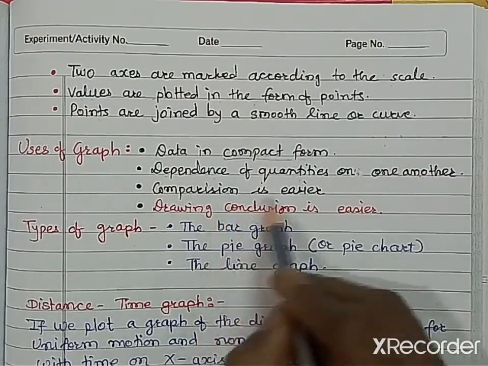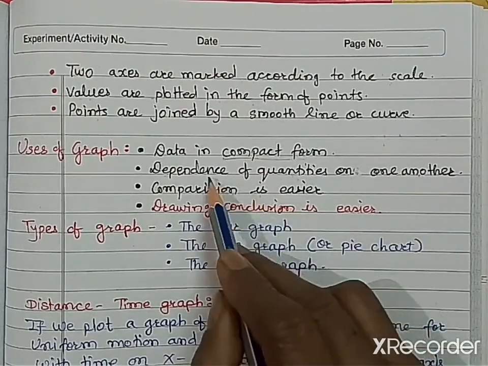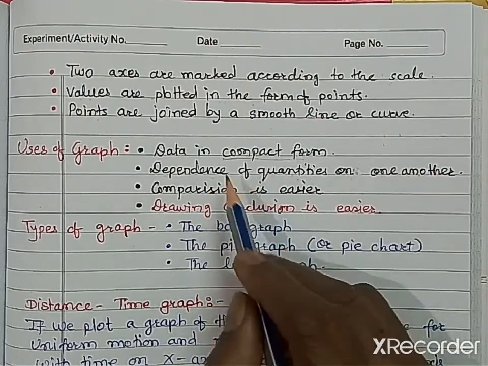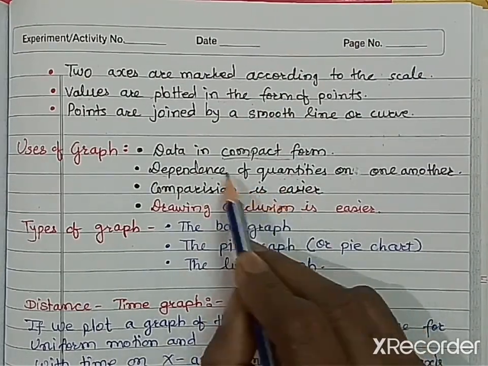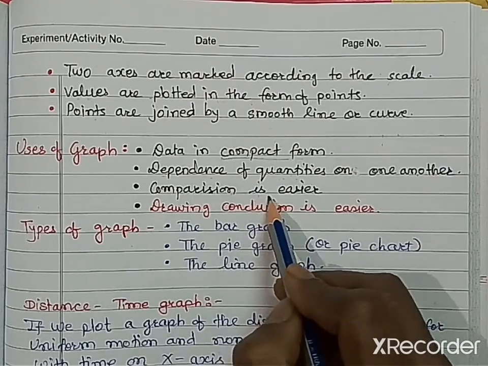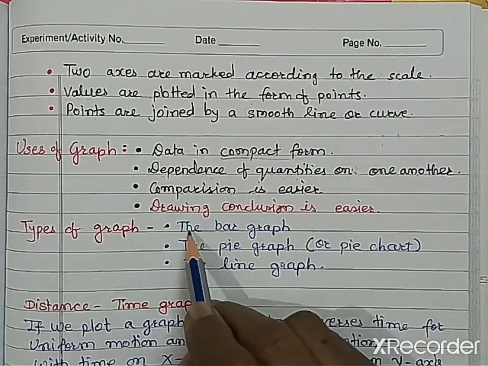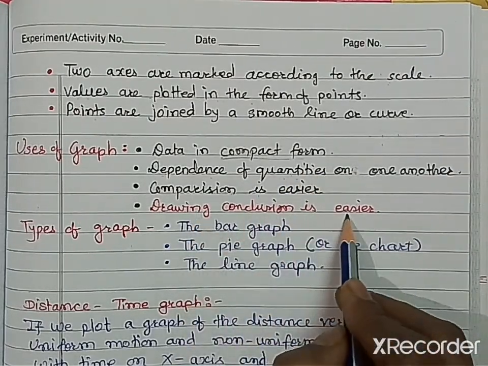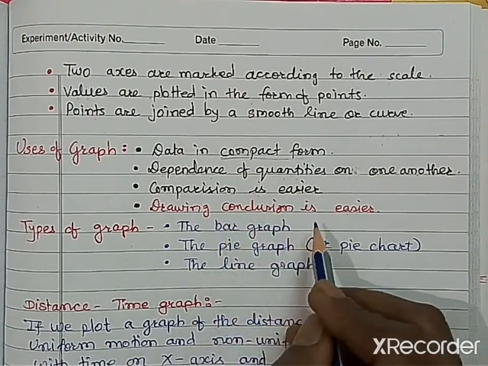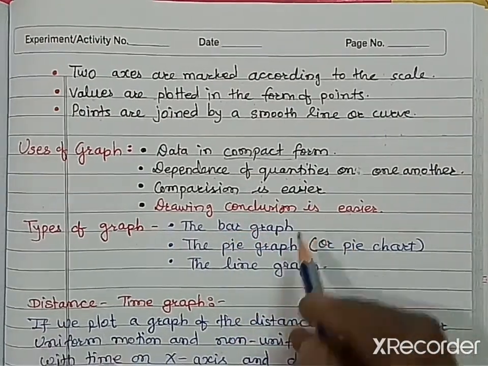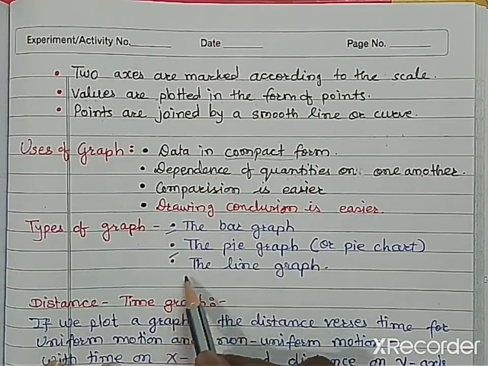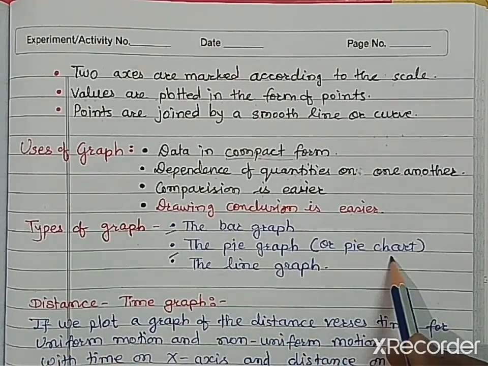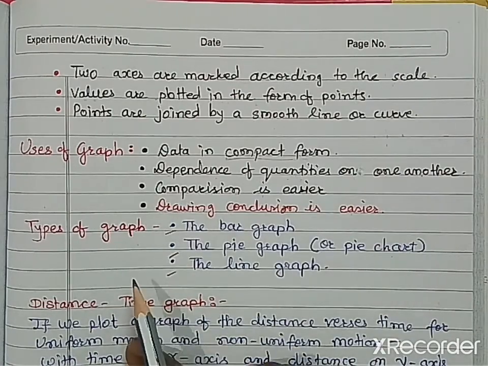Then comparison is easier. Whatever data is provided by the graph, we can easily compare the two quantities, that is, the dependent quantity and the independent quantity. Then drawing the conclusion is easier. From the graph we can draw conclusions easily. There are three types of graphs: the bar graph, the pie graph, also known as pie chart, and the line graph.